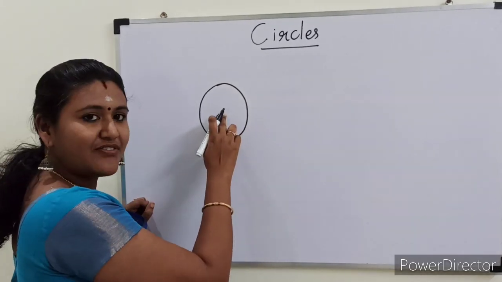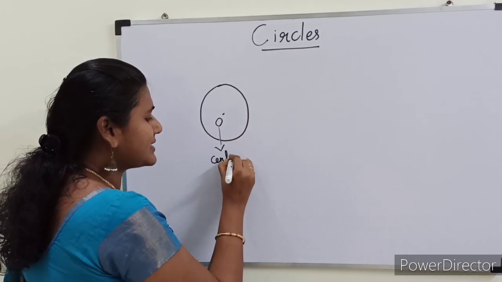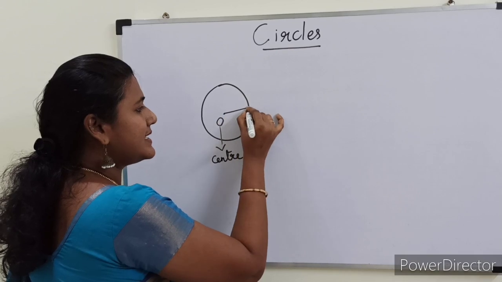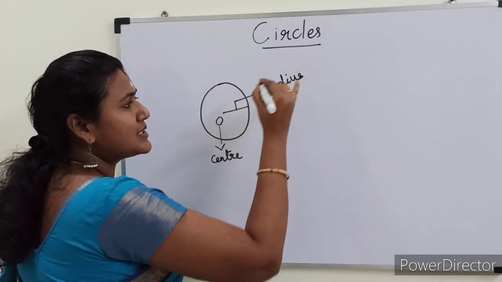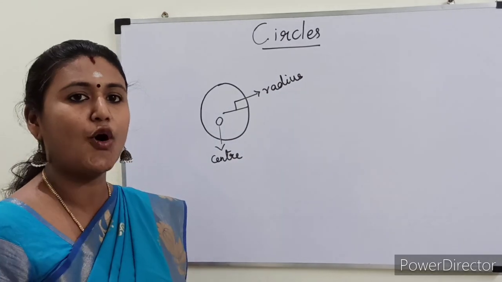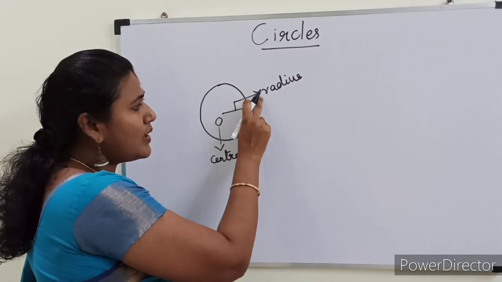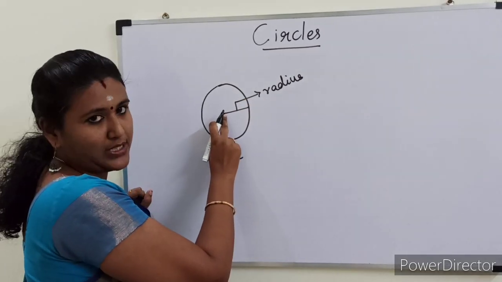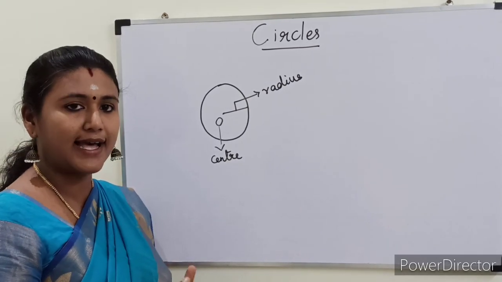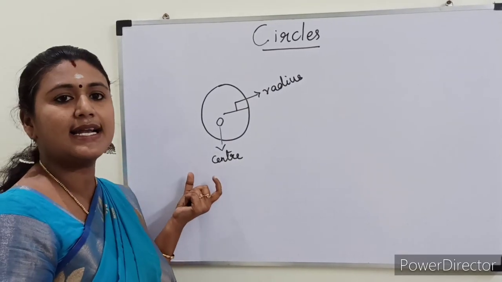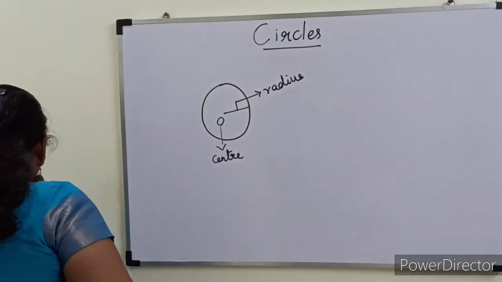So, if this is the fixed point, then this fixed point we will call the center of a circle, and the fixed distance we will call the radius of a circle. So, a circle is the collection of all points in a plane which are at an equal distance from a fixed point. Now, we will see in detail the situation that arises when a circle and a line are given in a plane.